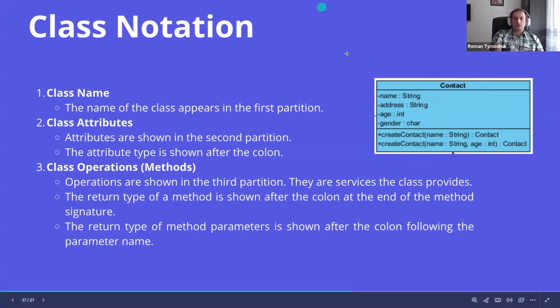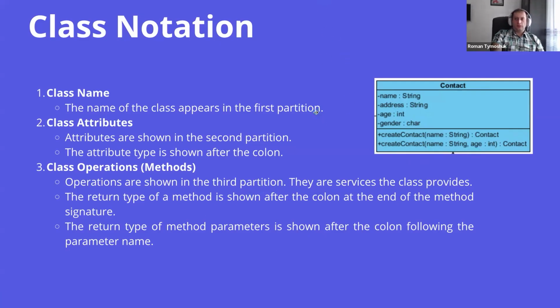So operations are shown in the third partition, and they are actually the services which a class can offer and provide to the external world. The return type of the method is shown after the colon here. Again, as these are constructors or factories, we should provide the precise class name here.